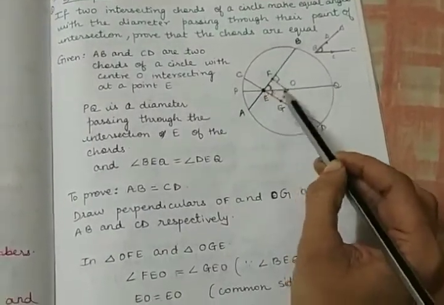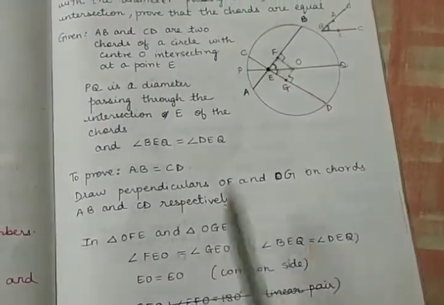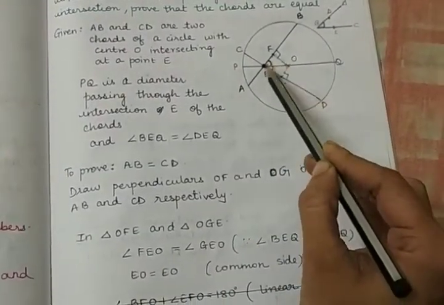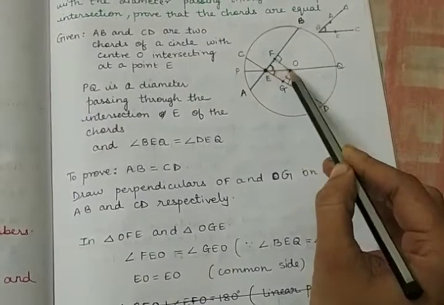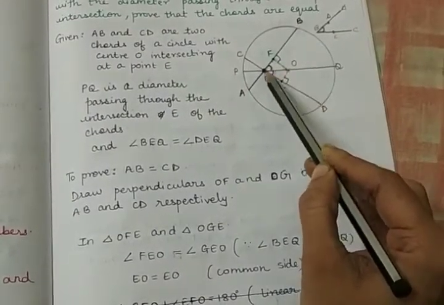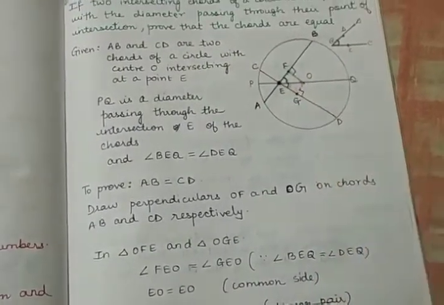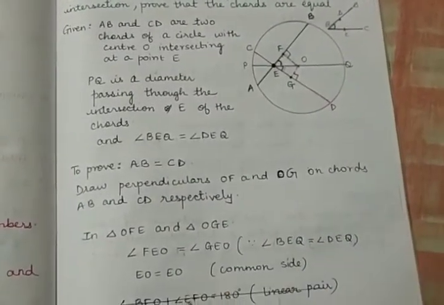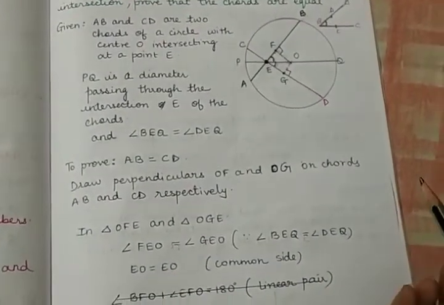So I can take this. So these two angles are equal. Then this is equal to this side. OE or EO is equal to EO because it is a common side. Okay, so I got two conditions. Now I have to find the third condition.